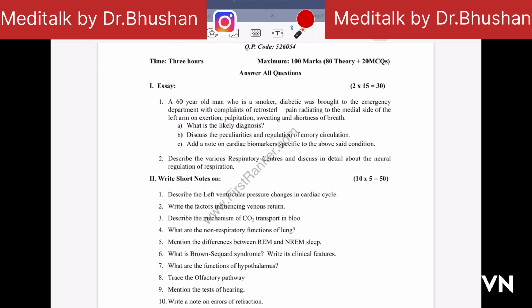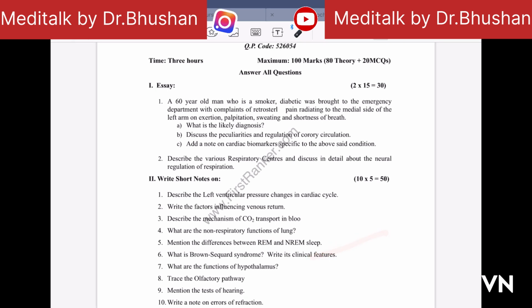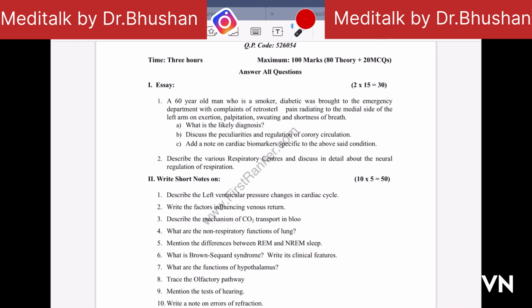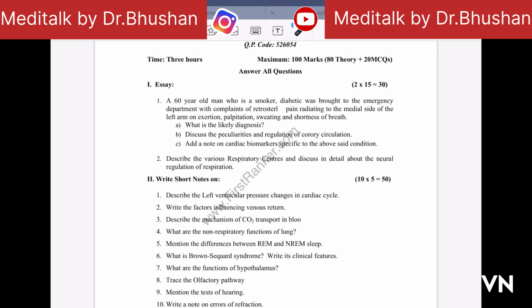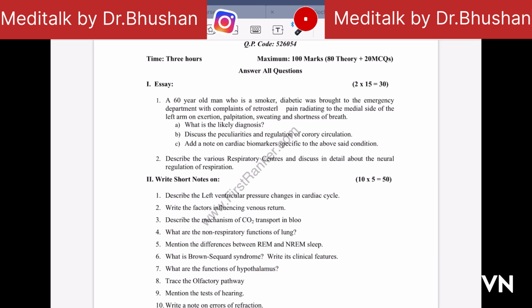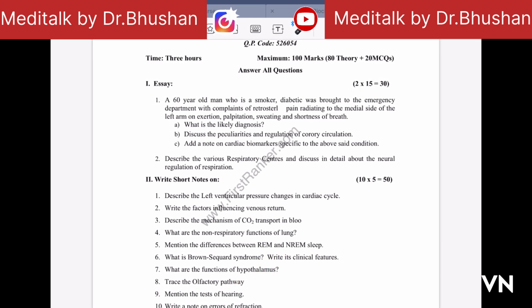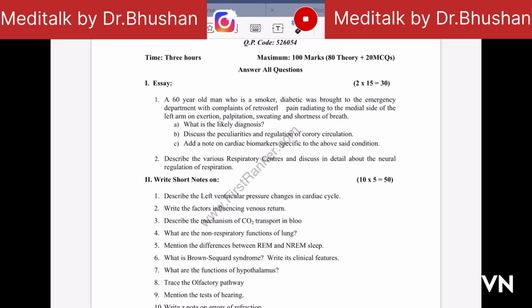What is Brown-Sequard syndrome? This is also a repeated question. Write its clinical features. What are the functions of the hypothalamus? This is important. Trace the olfactory pathway. Mention the tests of hearing and write short notes on errors of refraction.